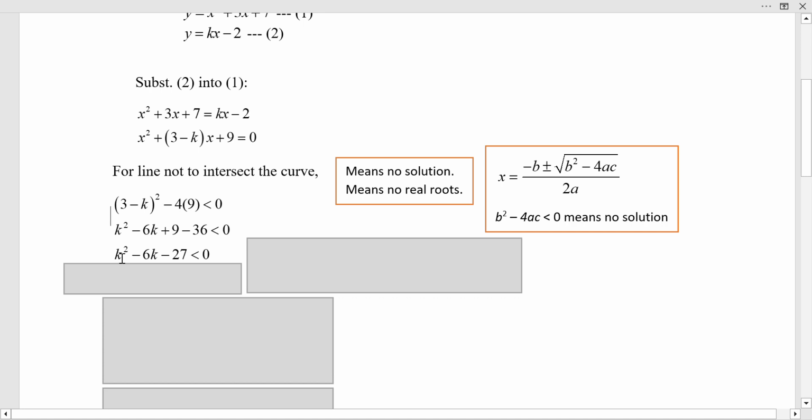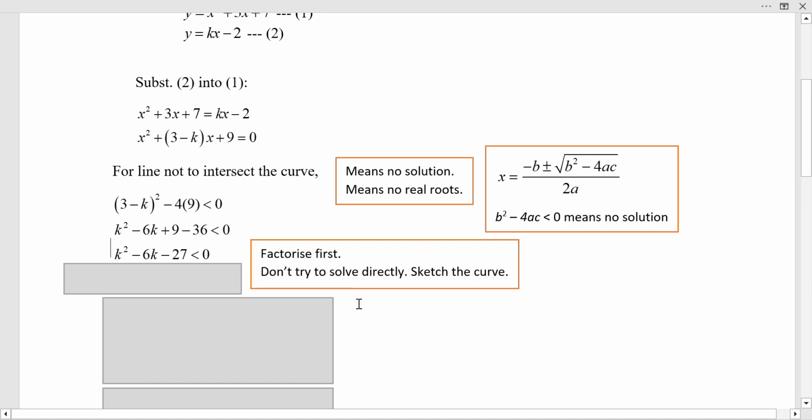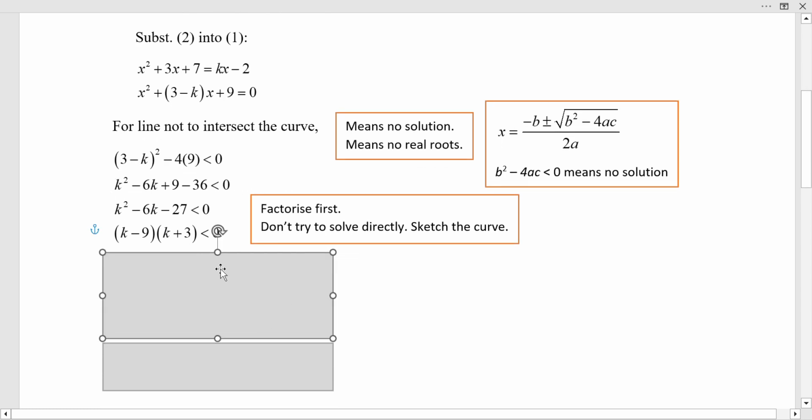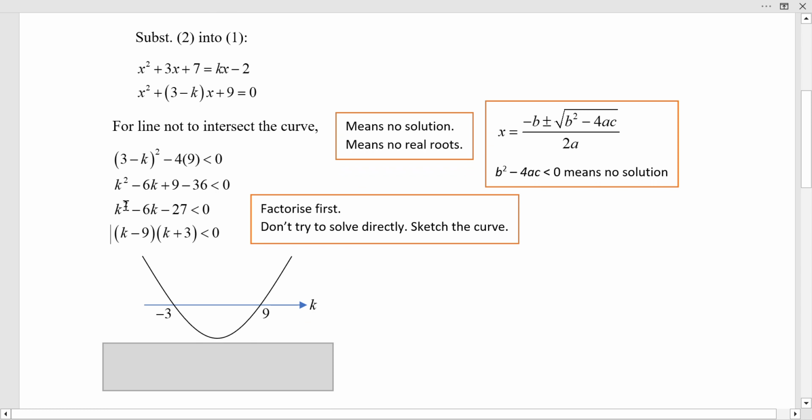So how do you solve quadratic inequality? The way to do it is to factorize first. Don't try to solve directly. You have to sketch the curve. So what you do first is you factorize it. Once you get this smaller than 0, then you sketch the curve. Because this k squared has a positive coefficient, you know that it's a smiling curve. The k-intercepts can be seen from here. K minus 9 tells you that the intercept here is 9. K plus 3 tells you that the k-intercept here is negative 3.